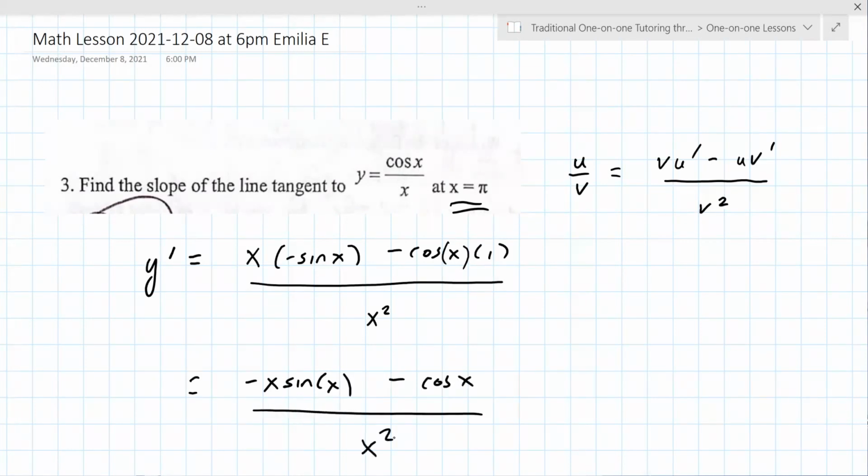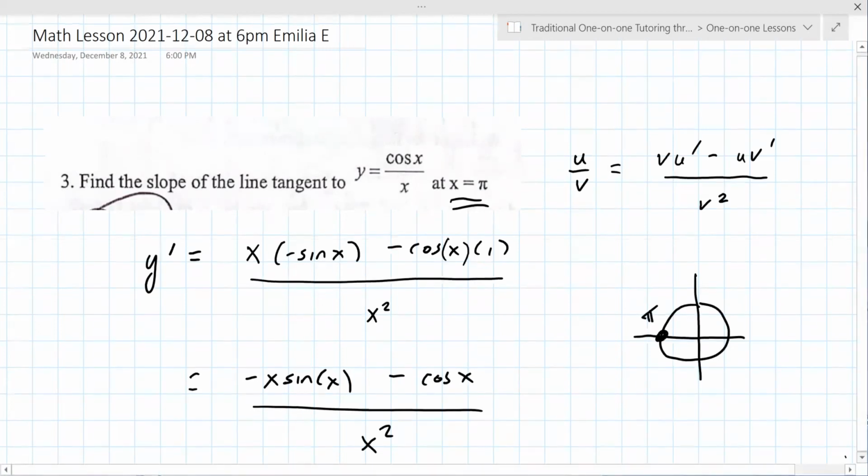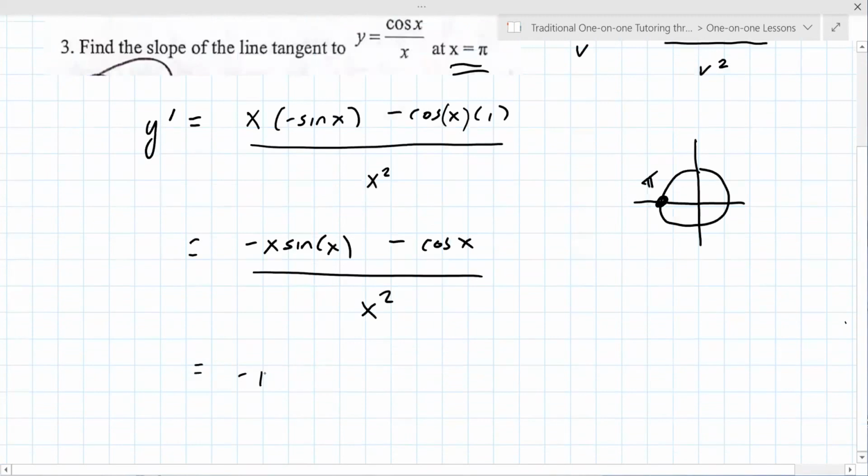Okay, so do you have something like this for your derivative? Yes. Great. So you gotta evaluate it at pi, and that's over here to the left on our unit circle. So you gotta evaluate both sine and cosine there. So you got minus pi sine of pi minus cosine of pi over pi squared.